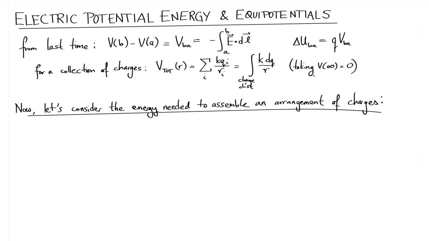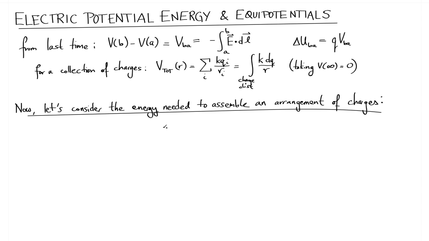And here we're taking, and this is the convention we'll use, the potential at infinity. So when you're extremely far away from the charge distribution, we'll just call that potential 0. So that's our reference point. When you're infinitely far away, the potential is 0.